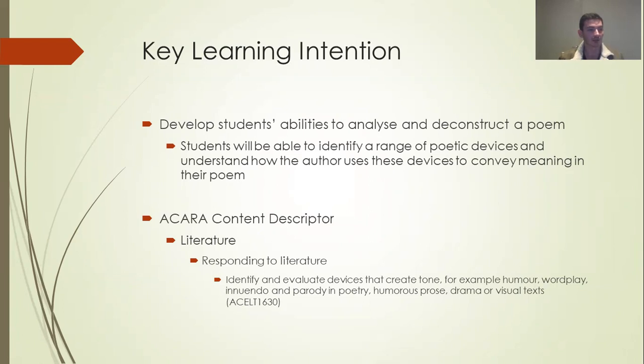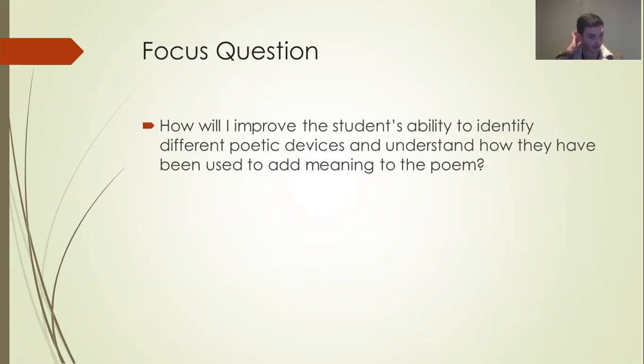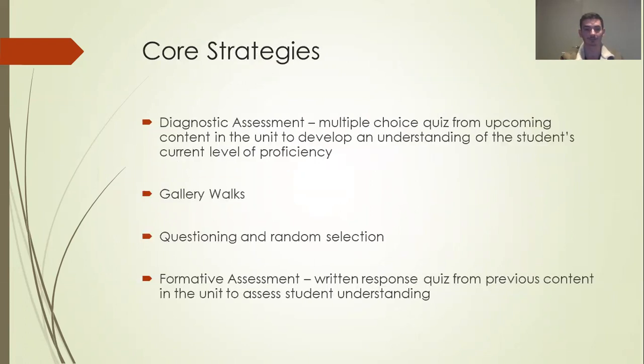This also closely aligned with the ACARA content descriptor: identify and evaluate devices that create tone, for example, humour, wordplay, innuendo, and parody, in poetry, humorous prose, a drama, or visual text, under the literature responding to literature content stream. So I needed to ask myself, how will I improve the students' ability to identify different poetic devices and understand how they have been used to add meaning to the poem?